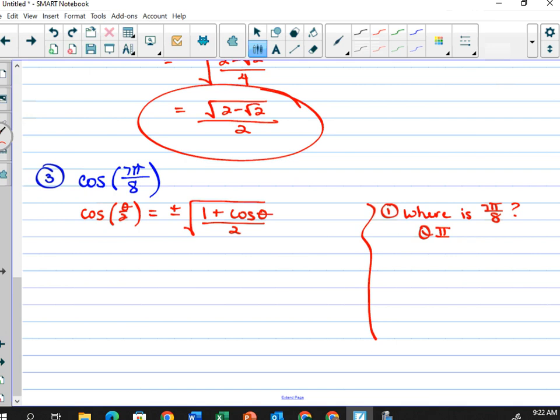So guys, your first step is picking positive or negative. Did you pick positive or negative? Negative. Negative. Good choice.